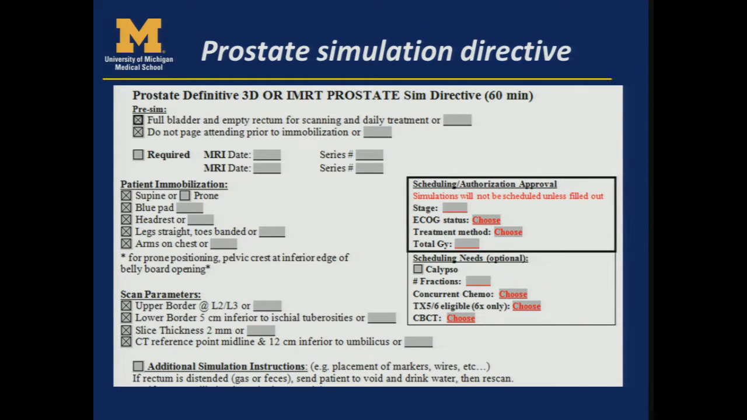So prostate simulation directive, again, we like to template these things, and the important issues I want to talk about are pre-simulation, full bladder, empty rectum, very important, and our therapists check that. So if they don't have a full bladder or they don't have an empty rectum, we send them to go off and remedy that situation before we actually scan them again. Patient immobilization, typically supine, but we sometimes have to flip them over prone if there's too big of a distance between markers that need to be tracked and the patient's surface. And the scan parameter is really important so the patients are scanned adequately.